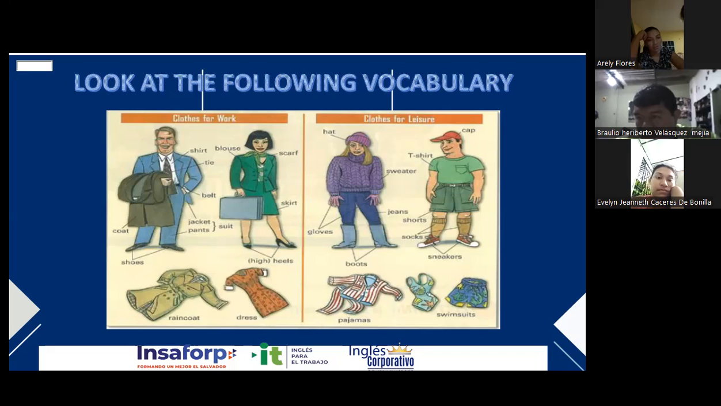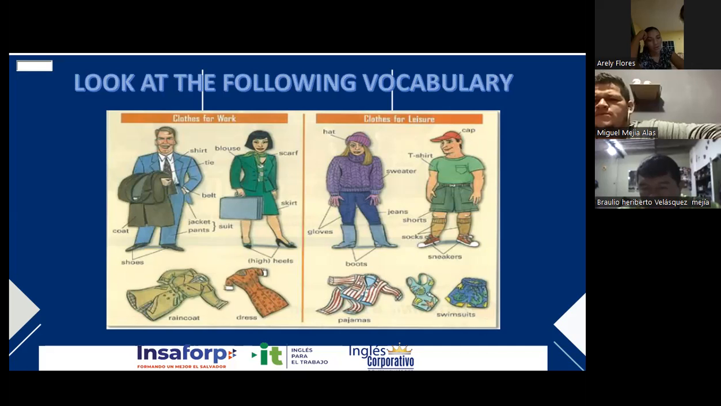Right. And also we have the pajamas, the pajamas. The pajamas, que es, pues, son las pijamas. Also the swimsuits. Y la pronunciación es swimsuits. Que es como la ropa de traje de baño. The swimsuits, that's the name of this clothes, right? That's what we call them. All right, let's continue with the next point. We go on.